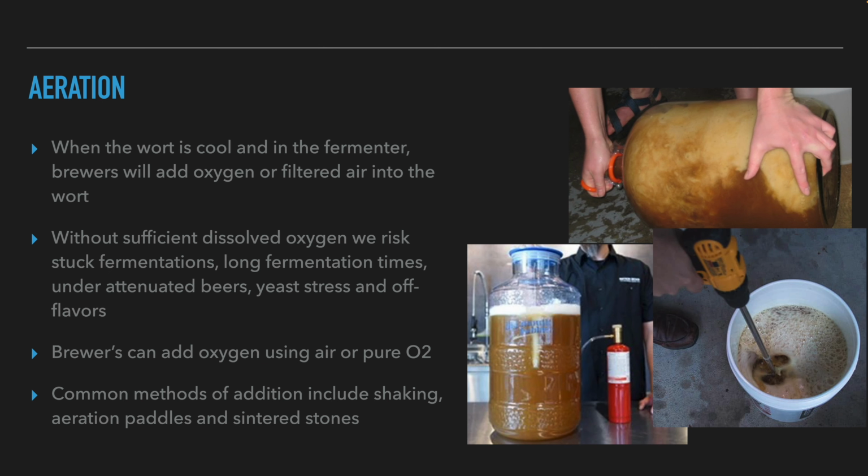When the wort is cold and in the fermenter, the brewer will add oxygen or filtered air to the wort. If there is not enough dissolved oxygen in the wort, we risk stuck fermentation, long fermentation times, beers that have not reached the expected attenuation, stress to the yeast, and off flavors. The brewer can add filtered air or oxygen. Common methods of doing this are shaking the fermenter, using a stirrer that attaches to a drill, and a carbonation stone.